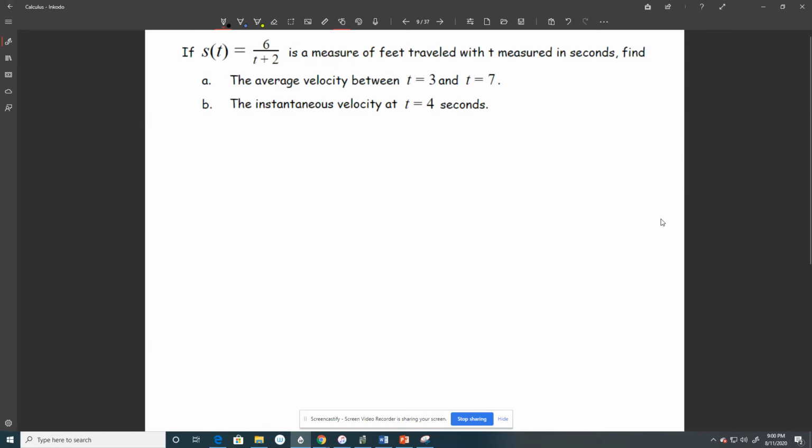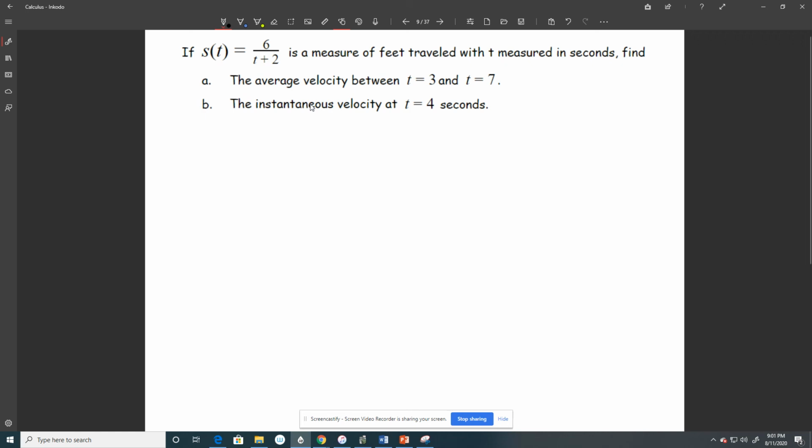All right, so this one's a little bit different just because of the language that it's using, but it says if S of t equals 6 over t plus 2, if that's a measure of feet traveled with t measured in seconds, it wants us to find the average velocity between t equals 3 and t equals 7. And it wants us to find the instantaneous velocity at t equals 4.